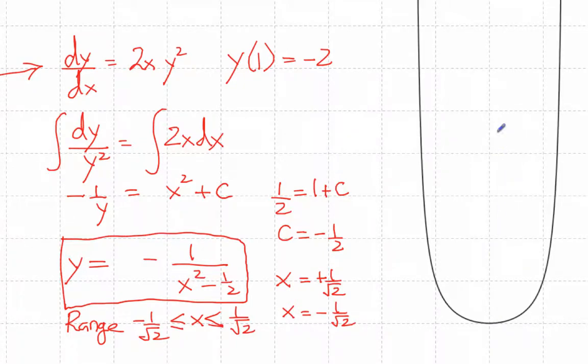Here is y plotted against x. Here is x equals 0, and at this point y is 2. Now you see that as you approach this limit, 1 over square root of 2, or as you approach minus 1 over square root of 2, the function goes to infinity. And so within minus 1 over square root of 2 and plus 1 over square root of 2, this is indeed the correct solution, but not outside of it.